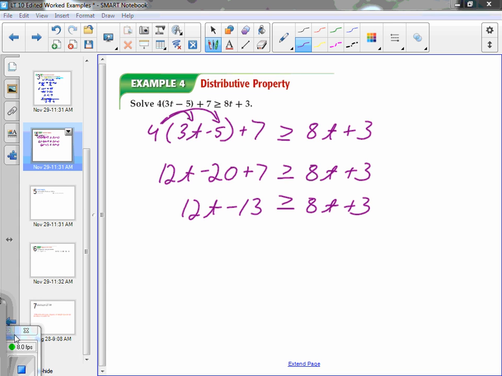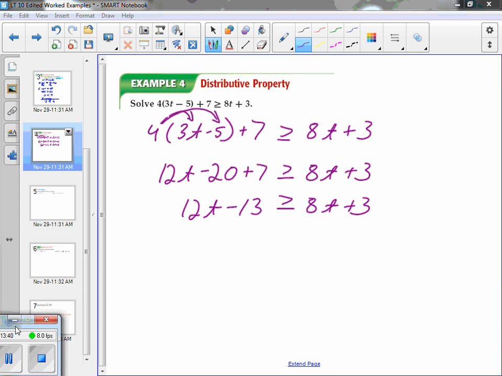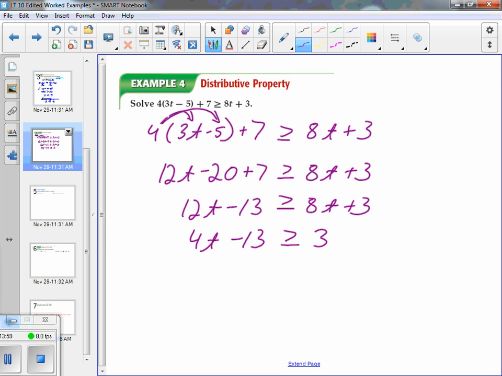Now, I'd rather have my variable on the left side. Since I would prefer to have the variable on the left side, I need to subtract 8t from both sides, don't I? So that there's no t on the right anymore. 12t minus 8t is 4t. Copy down the minus 13. Copy down the greater than or equal to. 8t minus 8t is 0. Copy down the 3.